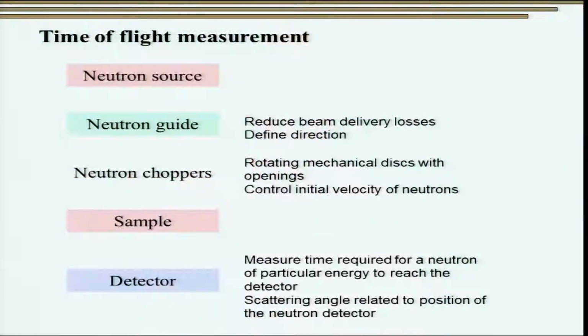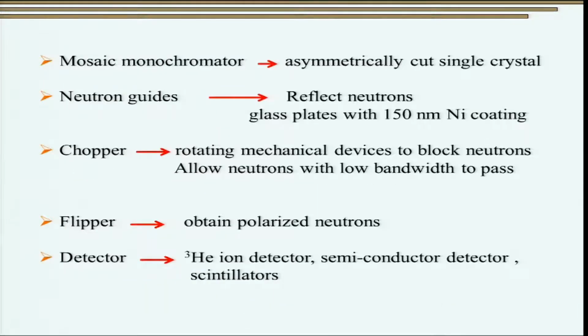Then all these neutrons that are incident interact with the sample, and then we have a detector, which records the time required for a neutron of a particular energy to reach the detector. The scattering angle is related to the position of the neutron detector.